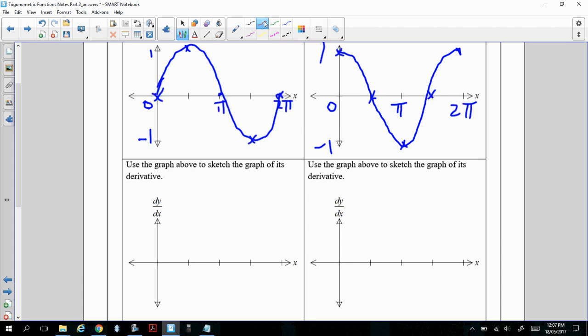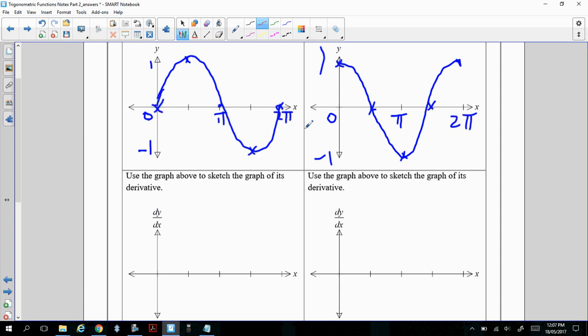And next, we're going to sketch the graph of the derivative of these graphs. We do so by looking at the gradient. So we start with the first one. We start with the stationary points, because these are easy: gradient 0. So that means it's going to be 0 here, 0 there, and also there.